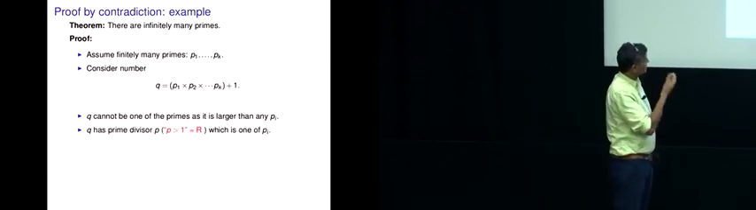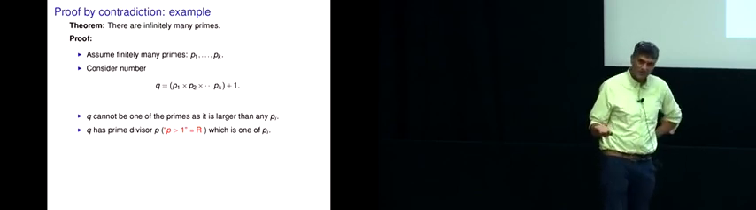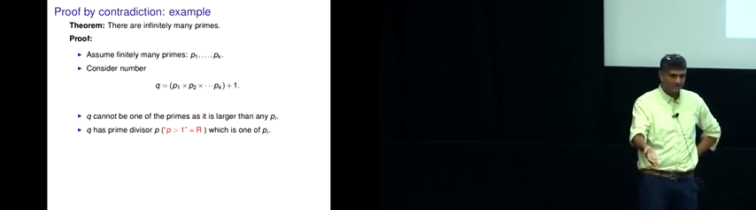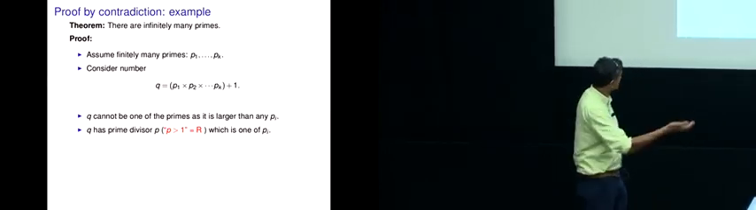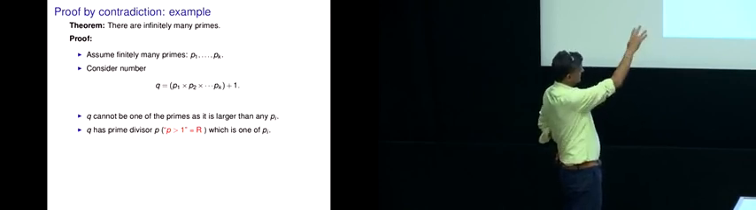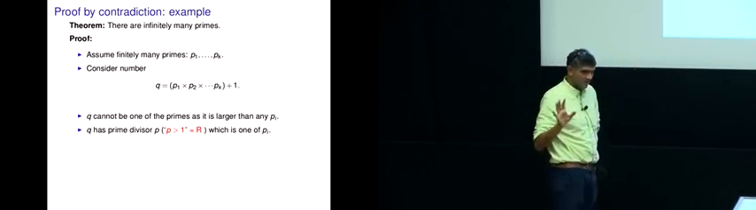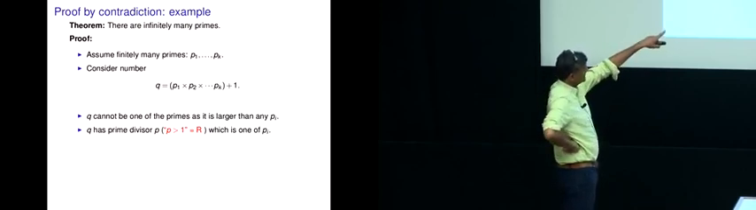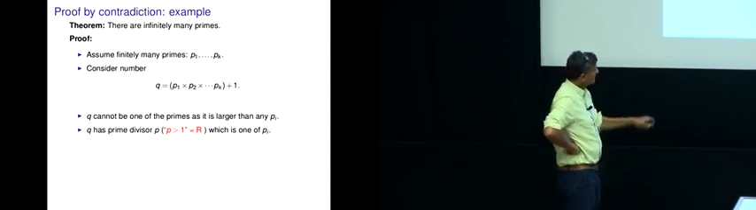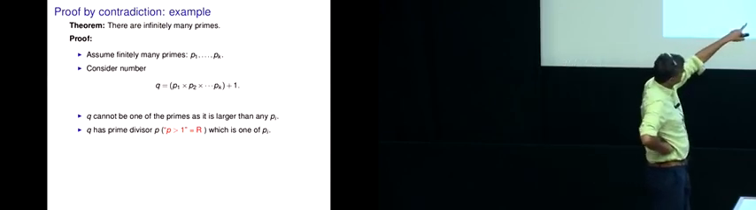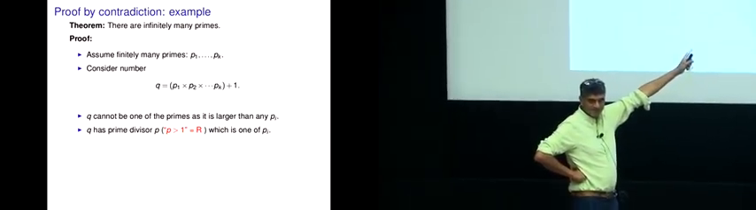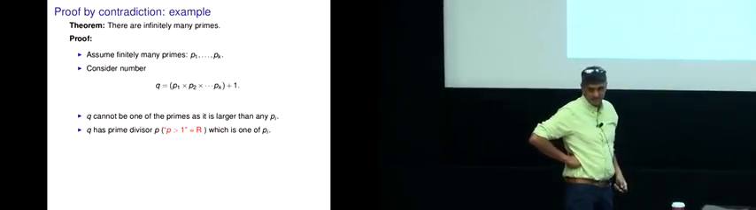So q has to have a prime divisor. If it's not prime, there must be a divisor that's bigger than 1 that divides it. So there must be some prime divisor p bigger than 1, which divides it. I'm putting that in quotes and calling it statement R. So there's some prime p larger than 1 that divides q. And moreover, if it's a prime, it must be one of these primes, because that's all the primes. So it's one of these pi's.